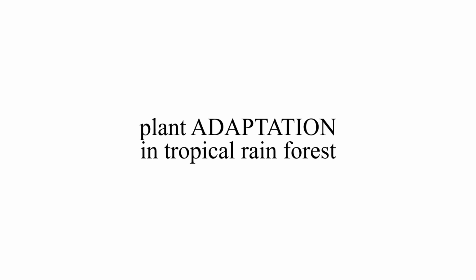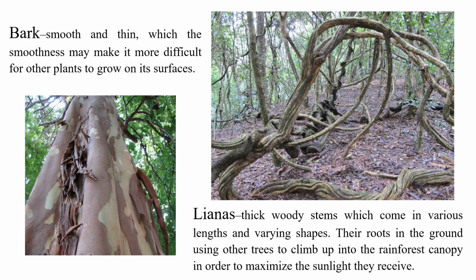Let's continue our lecture session with plant adaptation in tropical rainforest, specifically in Malaysia. The first element for plant adaptation is by referring to the bark of a particular tree. Bark ini adalah outermost layer of the tree lah. So it may come with two different types of condition. It's either they are thick or thin.